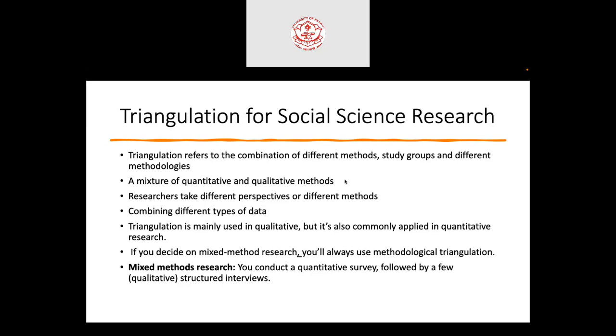So triangulation is mainly used in qualitative analysis, but sometimes it is also commonly applied in quantitative research. If you decide on mixed method research, you will always use methodological triangulation. I will show you an example of methodological triangulation in this video. In mixed method research, you conduct a quantitative survey followed by a few qualitative structured interviews. So both quantitative and qualitative methods are put together for examining one research question. That is basically triangulation.